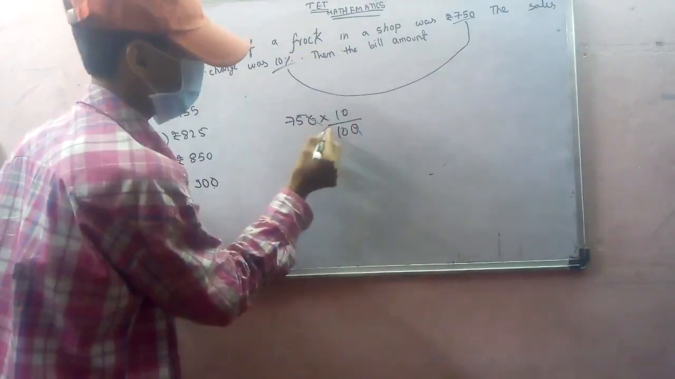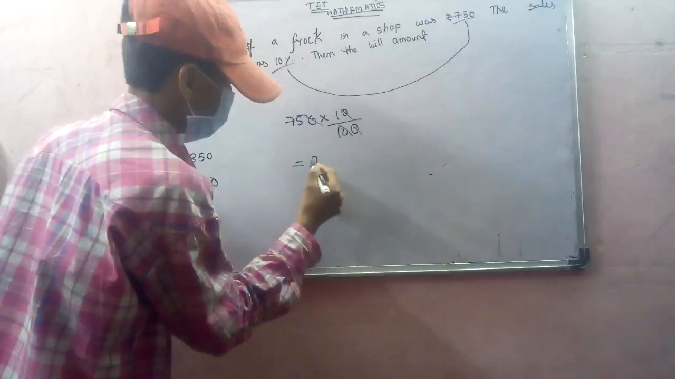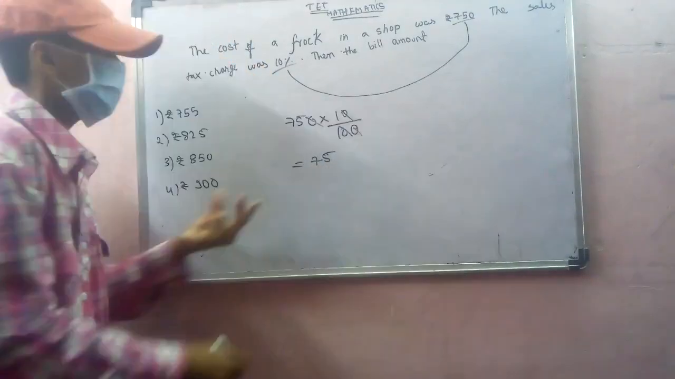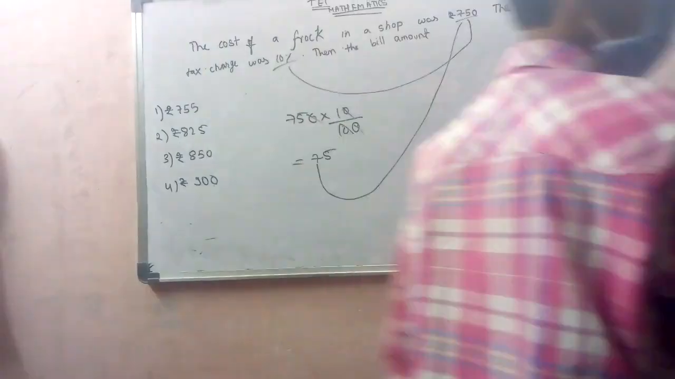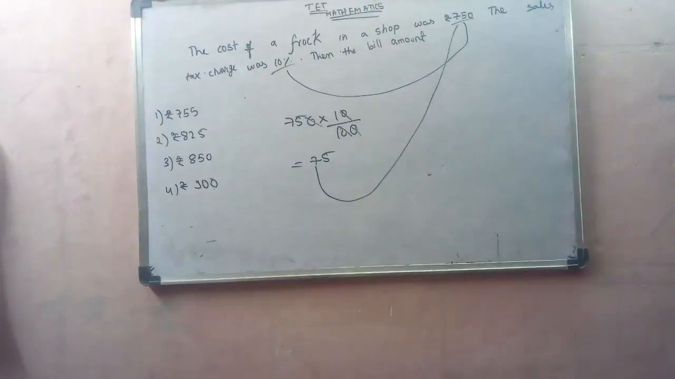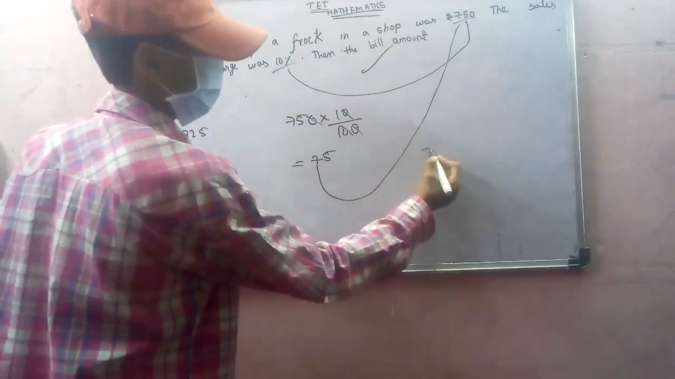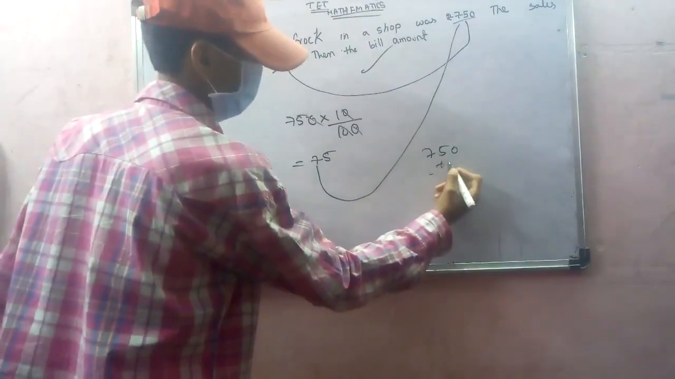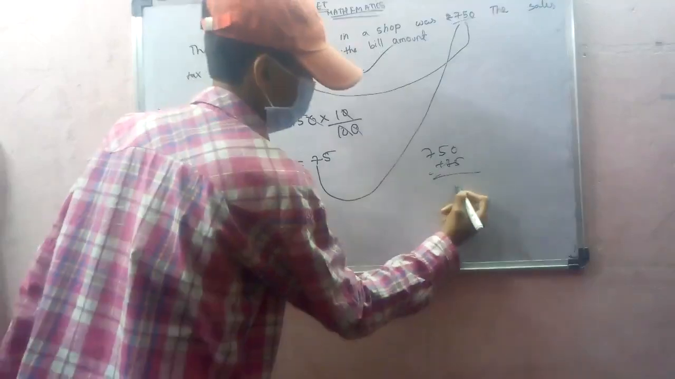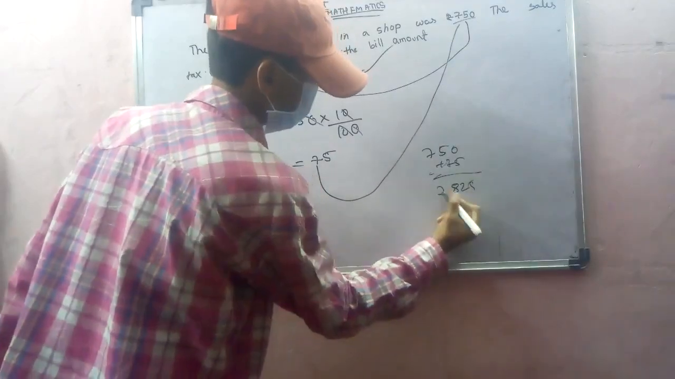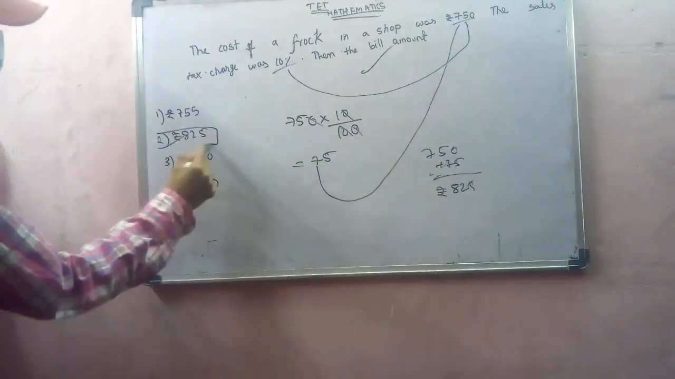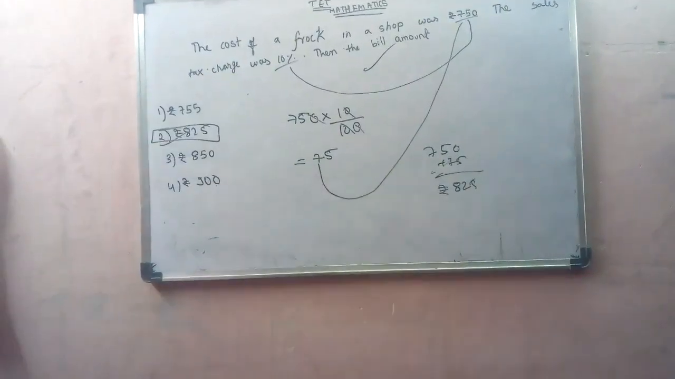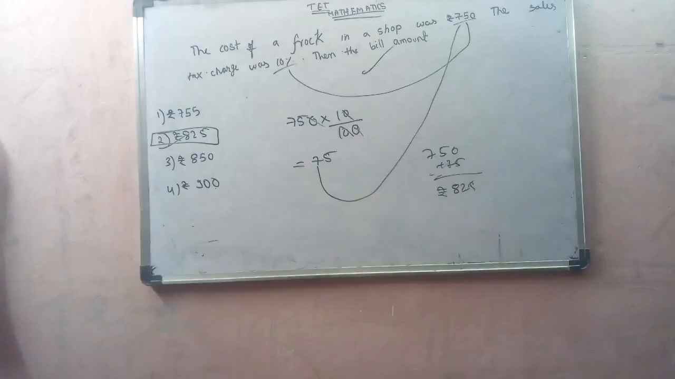0 0 0 0 cancel. You will get 75. You got 75, and this 75 you should add in this frock amount. You will get the bill amount. So see here, 750 plus 75 gives us 825 rupees. 825 is the correct answer. That is option number 2. How many of you know this option number 2 is the correct answer?